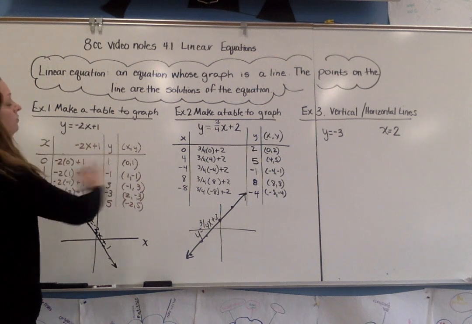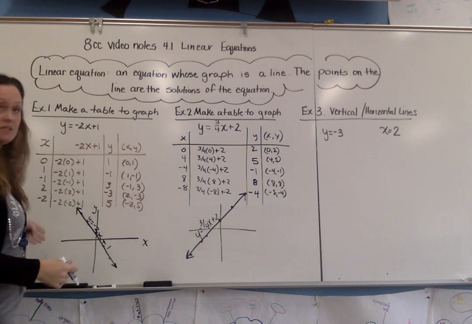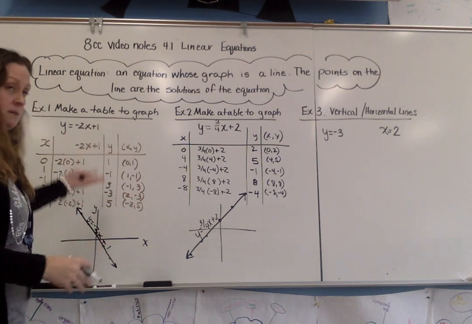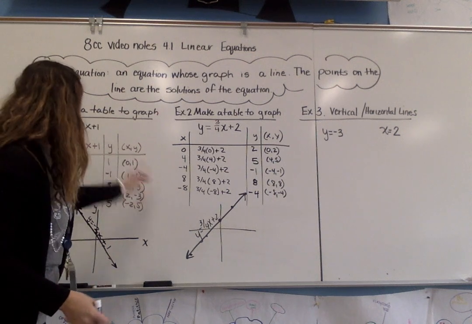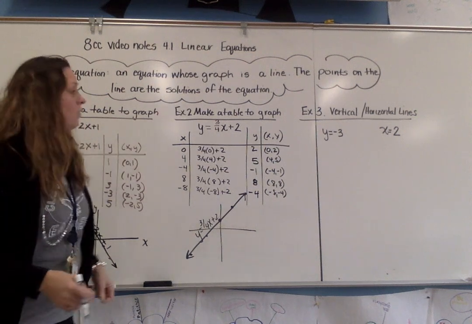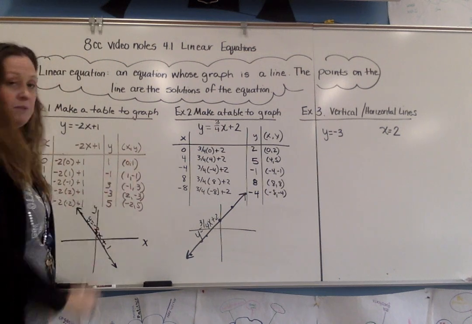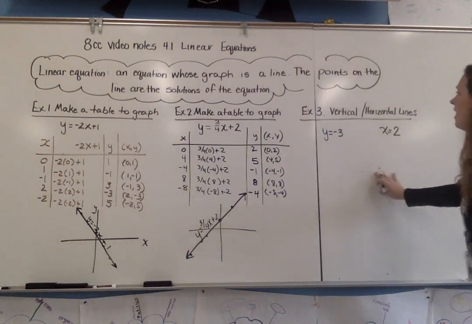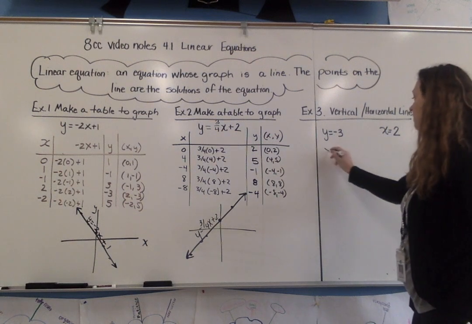So when you're doing example 1 and 2, you're making a table. You would need at least 5 x values. Be smart about what x values you pick. Make some positives, make some negatives, and always pick 0. By evaluating, you find the x and y ordered pairs, then graph it. It should be in a straight line. If it's not, you messed up the table. Okay? Example 3 and 4 have y equals -3 and x equals -2.